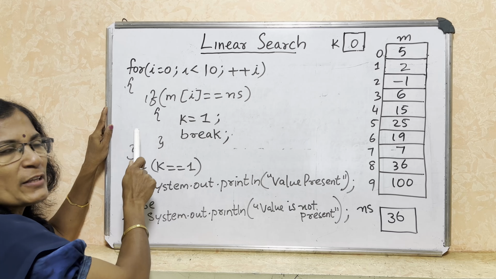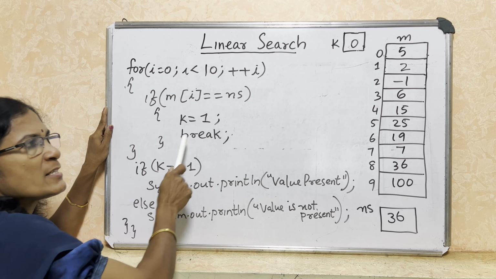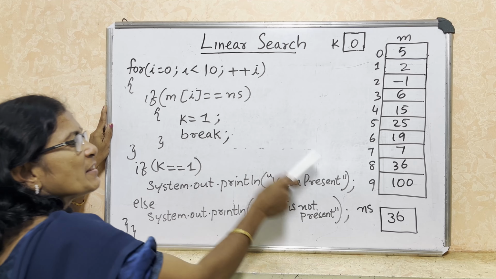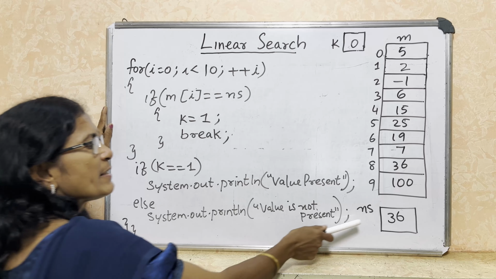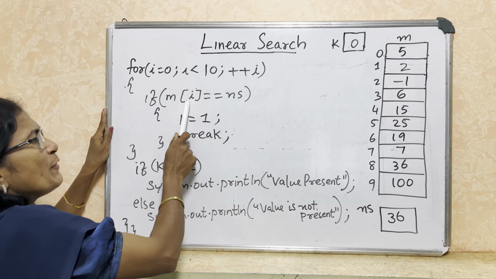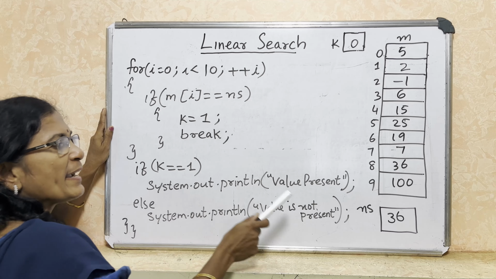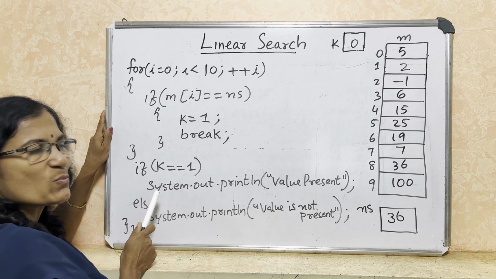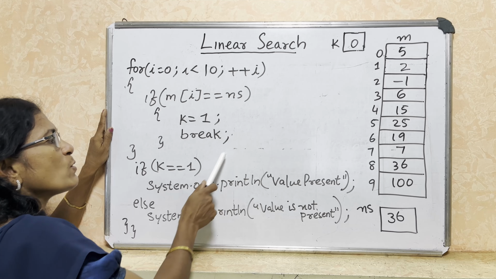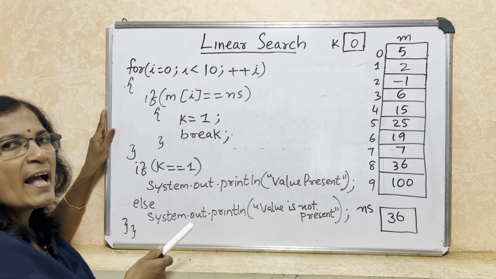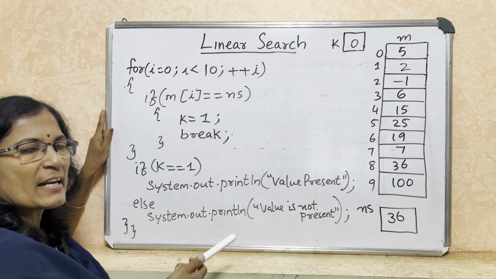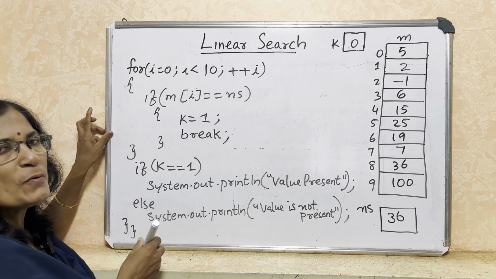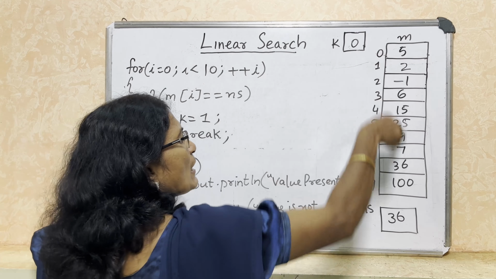Inside the body of the loop, we have written the statement to read each element from the array and compare it with the value in the variable named ns. So if m of i is equal to ns, if you find the search value in the array, the flag variable k will be set as 1 and immediately control goes out of the loop. You need not access the remaining elements of the array and continue the comparison. So let us see how this loop functions with these values in the array.